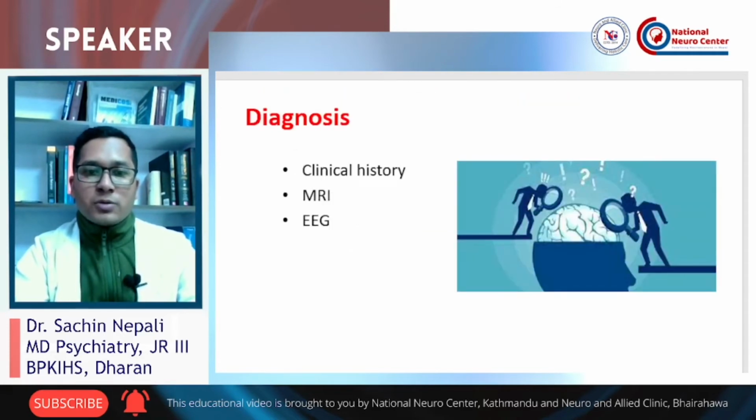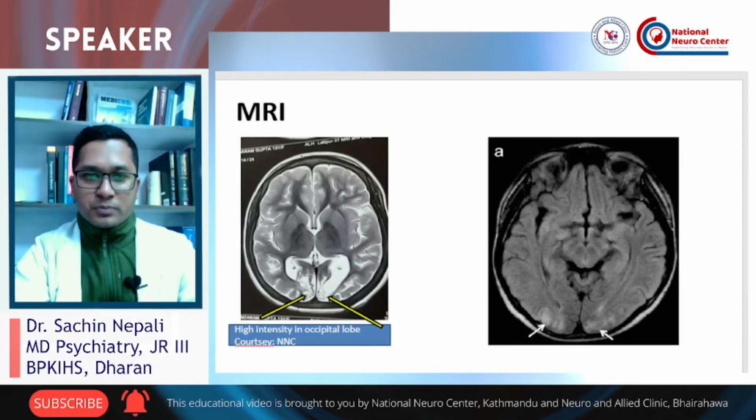So how to diagnose occipital lobe epilepsy? First is the clinical history. We need to explore all the features which we have described in the slides before, and in that, birth history is important. After the clinical history, MRI and EEG will help in the diagnosis.